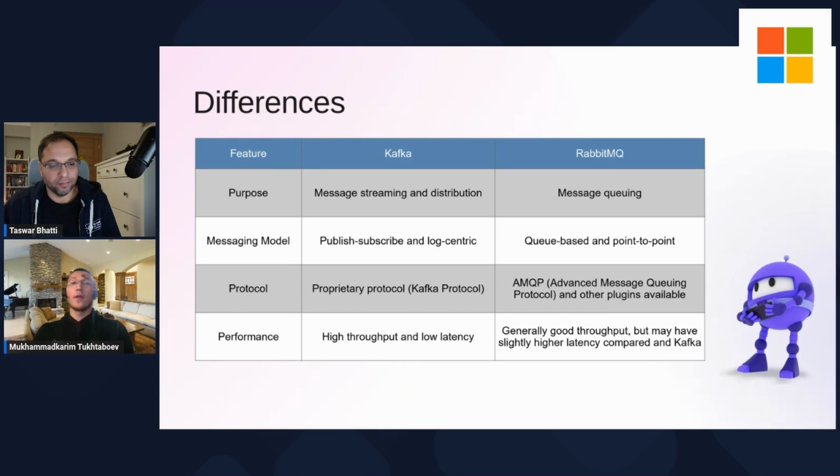About the protocols, Kafka works with the Kafka protocol, and RabbitMQ works with the AMQP protocol. AMQP stands for Advanced Message Queuing Protocol. And performance, as I mentioned, is high throughput and low latency in Kafka. RabbitMQ also has good throughput, but higher latency compared to Kafka.